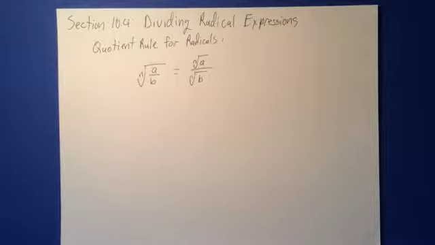Welcome to section 10.4, where we're going to be dividing radical expressions. You recall that in section 10.3, we discussed the rules for multiplying radical expressions: wherever you had two factors multiplied together under one radical, we could separate these into separate radicals.